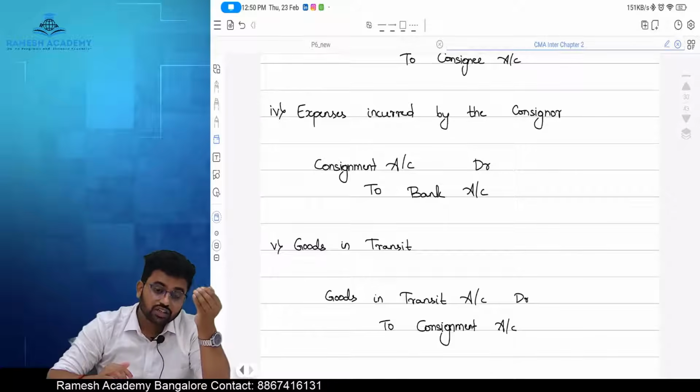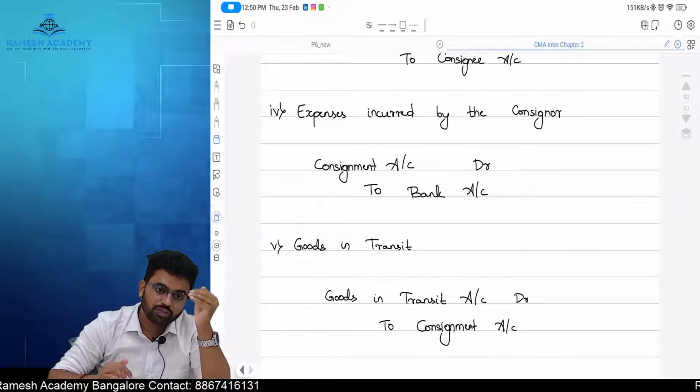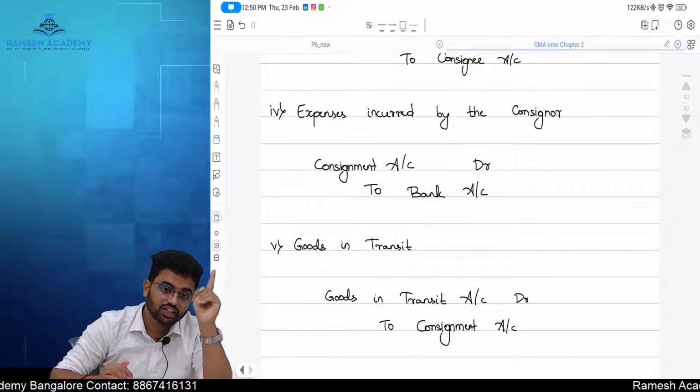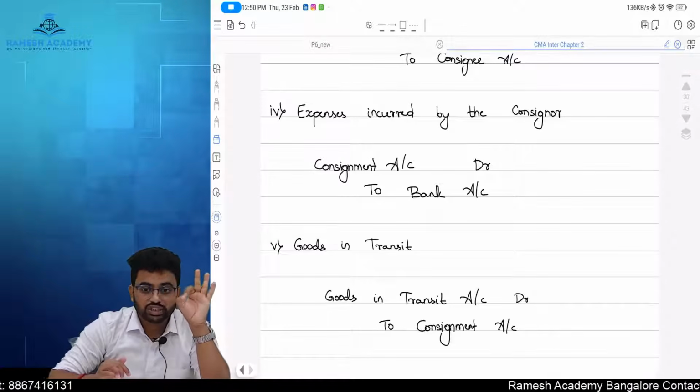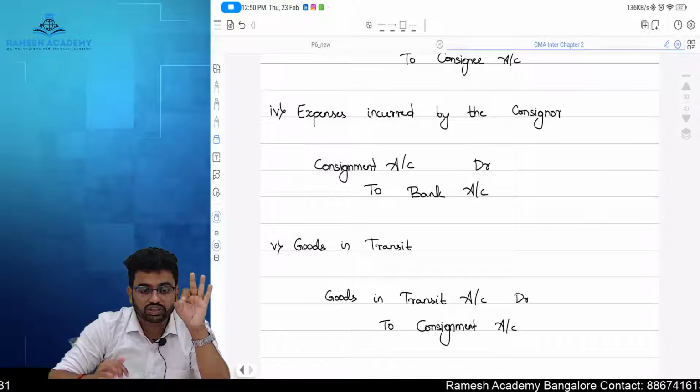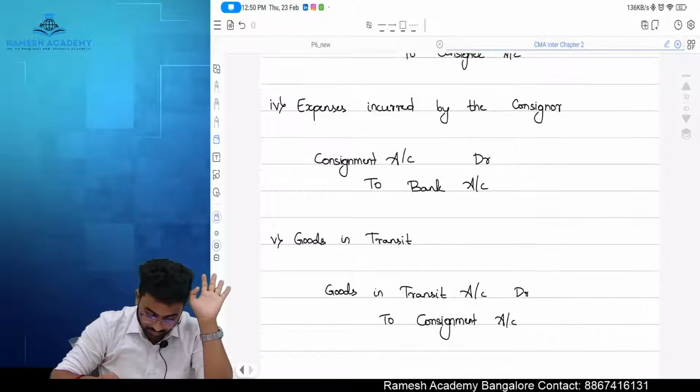And be careful, the closing stock of the consignment will be the closing stock of the consignor, not the consignee. Although the goods are with the consignee, the closing stock of the consignment will be the closing stock of the consignor, not the consignee.